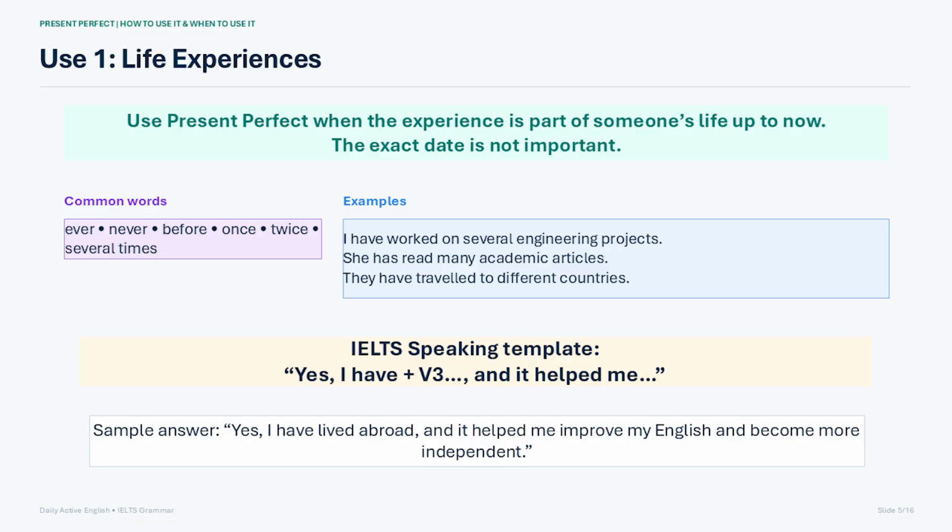This is why we often use words like ever and never. For example, have you ever studied abroad? I have never taken a computer-based IELTS test.